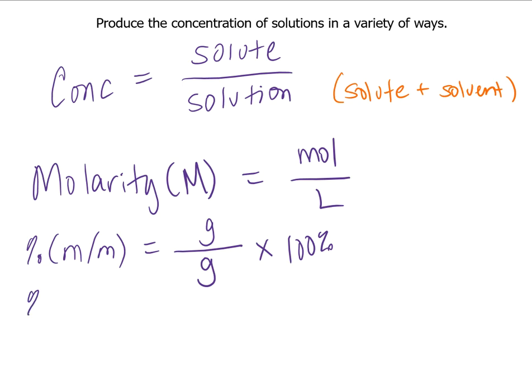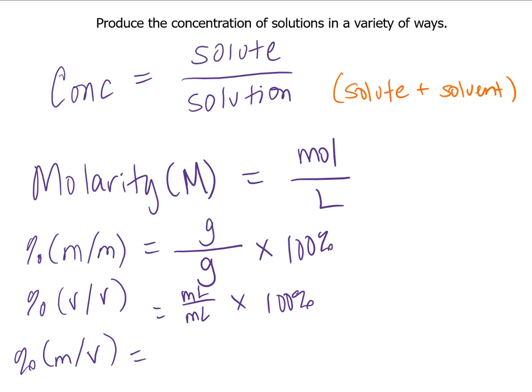We can do the same thing with the volume percent concentration. You'll see that as v/v. With this one, you have milliliters of solution and milliliters of solute. So solute divided by solution times 100%. We can do mass volume percent. It's like you're combining those two. With the mass volume percent, you have the mass of solute and the milliliters of solution times 100%. So these are some common ways that you can see your concentrations reported.